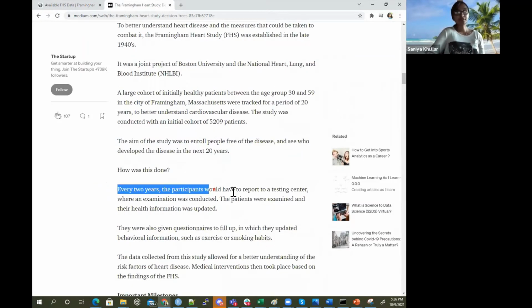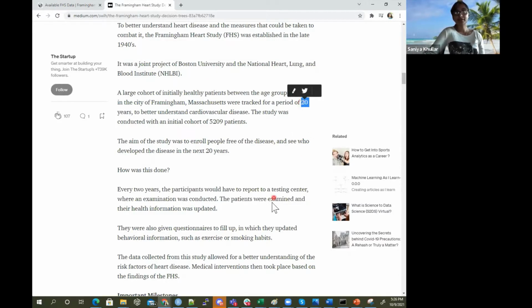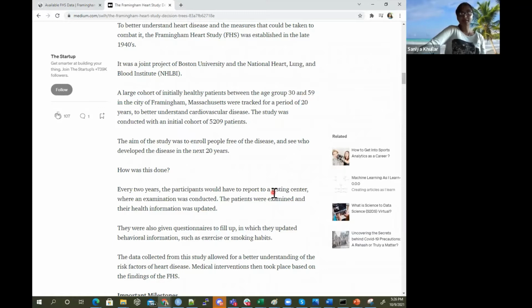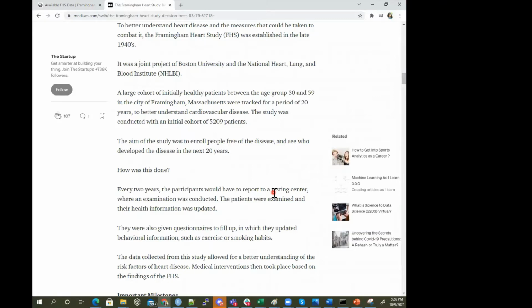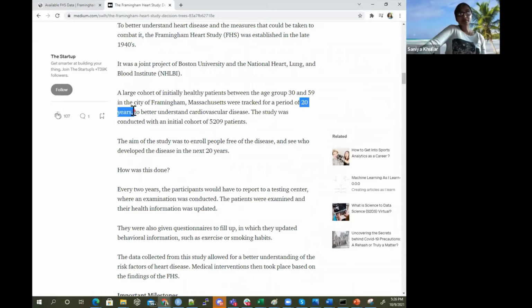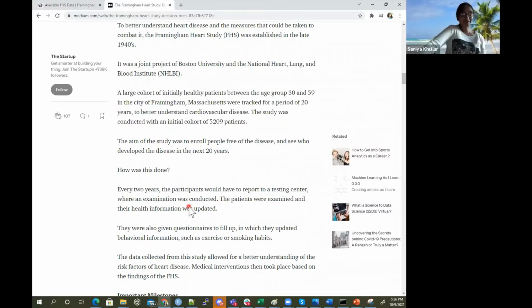So every 2 years, participants would report to a testing center. Over 20 years, they did this. If they're going to a testing center every 2 years for 20 years, do you know how many tests were done? 40 each? No, it's over 20. Yeah, 20 years, but 10 each. Yeah, around 10. Great. So around 10 examinations.